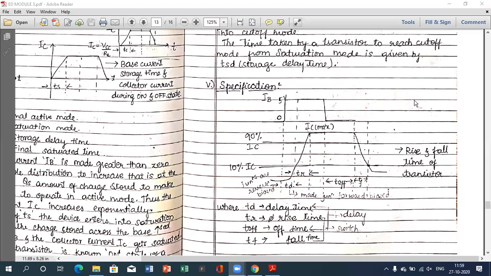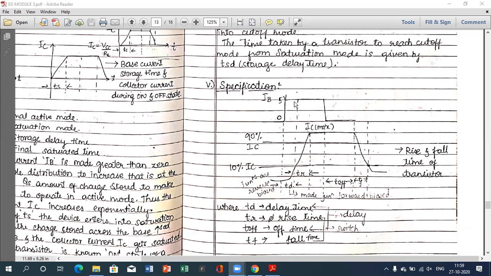I hope it is clear for everyone. I'll brief it again so that you can understand it properly. Initially, this is the base current. When it is at 0, it is at reverse bias, that is the cutoff region. Both emitter to base and collector to base are reverse biased. The time taken from 0 to 5 is the delay time. This is the time where the base current reaches 5 volts.